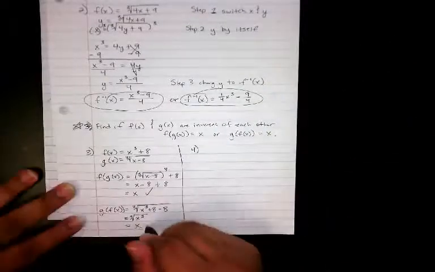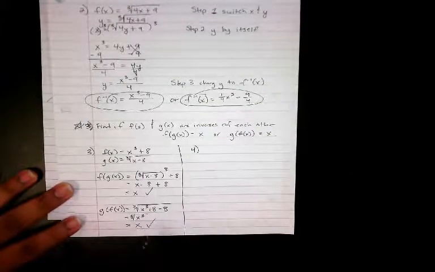Basically, you have to make sure that if it gives you f of x and g of x, to find out if they're inverses of each other, you put them in together. You pretty much combine them. And if that equals x, then they are inverses of each other. Both have to equal x, because this one equals x and this one equals x.